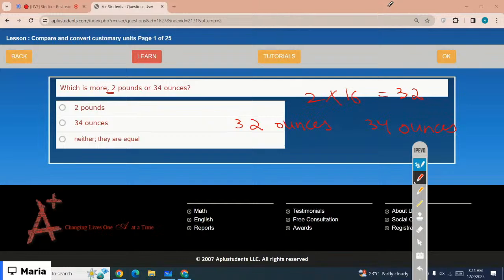The correct option is 32 ounces is less than 34. So which is more? 34 ounces is more, right? 34 ounces is more than 2 pounds. The correct option is 34 ounces, right?